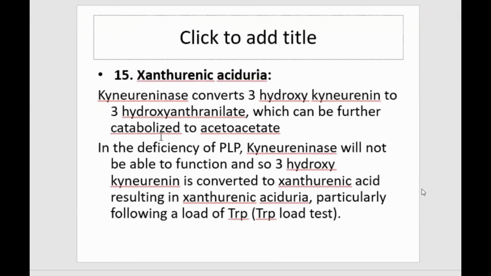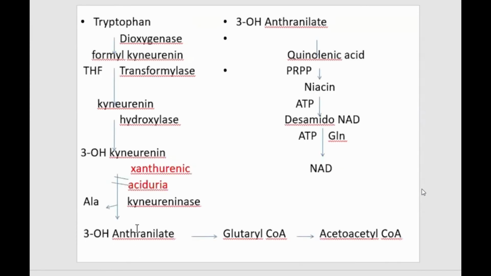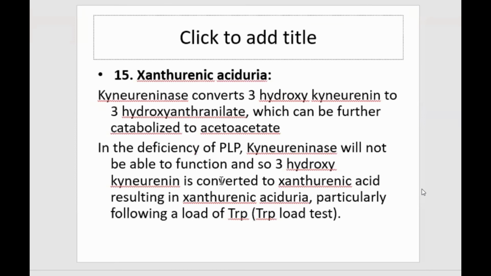Xanthurenic aciduria. Kynureninase converts 3-hydroxykynurenine to 3-hydroxyanthranilate, which can be further catabolized to acetoacetate. That you have seen. 3-hydroxykynurenine is converted to 3-hydroxyanthranilate by 3-hydroxykynureninase, which requires pyridoxal phosphate as a coenzyme, which is not shown here. When there is deficiency of pyridoxal phosphate, kynureninase will not be able to function, and so 3-hydroxykynurenine is converted to xanthurenic acid, which is excreted in the urine. That is called xanthurenic aciduria, particularly following a load of tryptophan. This is the basis of the tryptophan load test.